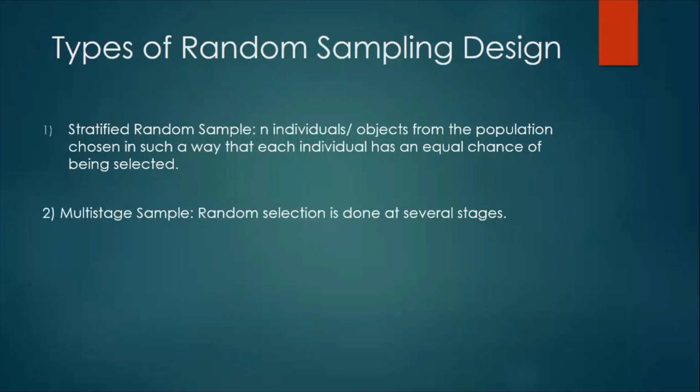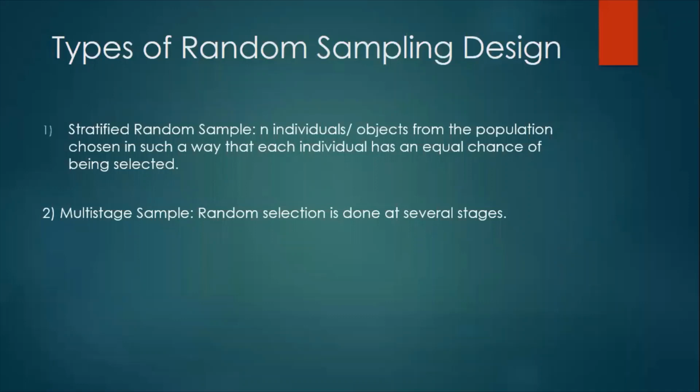Then we have multi-stage sample. So this is where random selection is done at several stages. Once you have more than two stages of sampling, so you have a population, then you choose a subset of that population, then you choose another subset of the sample before, and so forth, then you know that it's multi-stage sample.